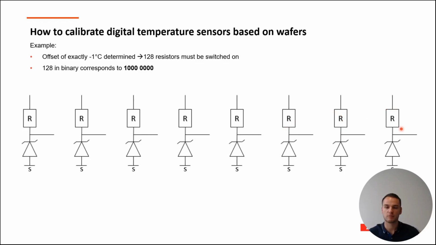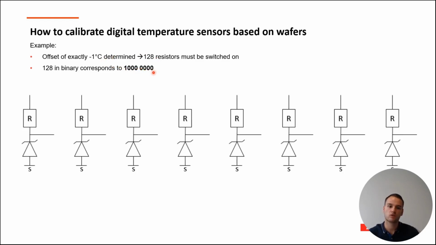And like I said before, if we zap all Zener diodes, then 256 resistors will be switched on, and we can shift the offset upwards by plus 2 degrees Celsius. But in this example, we have an offset of minus 1 degree Celsius, which means that we only want to switch on 128 resistors, because 128 in binary corresponds to 1, 0, 0, 0, 0, 0, 0, 0.